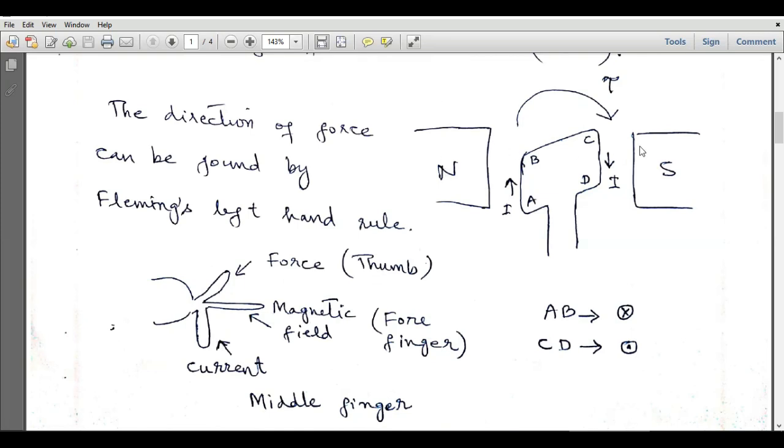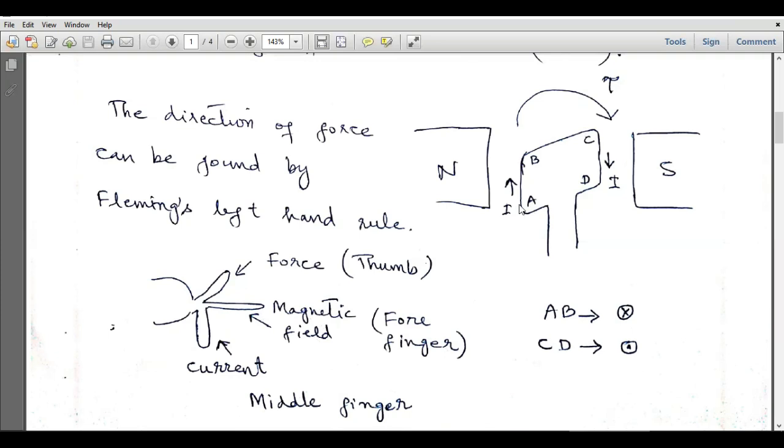So here you can see we have the magnetic field from north pole to south pole, so it is from left to right direction. This is the current carrying conductor and the direction of current is upward over here and downward over here, right? So what will be the direction of rotation of this motor? By applying Fleming's left hand rule, we can point the forefinger in the direction of magnetic field. We can point the middle finger in the direction of the current. Then the direction of thumb will be into the paper over here.